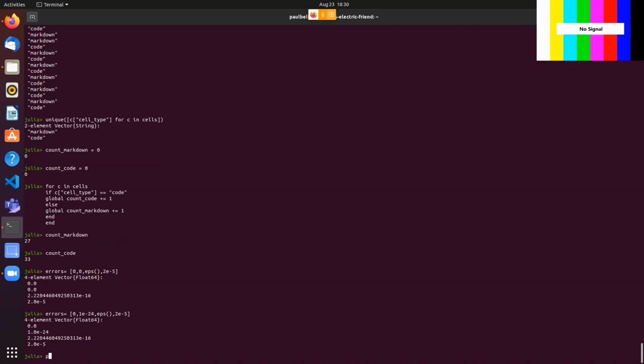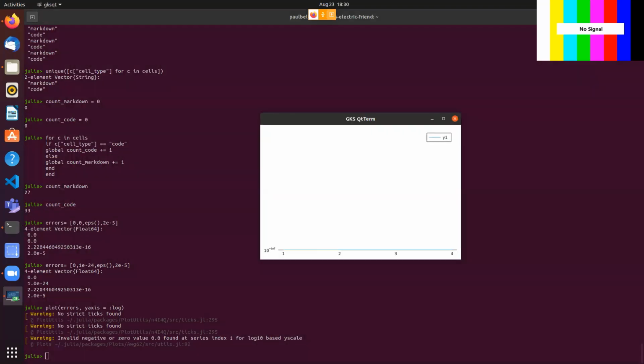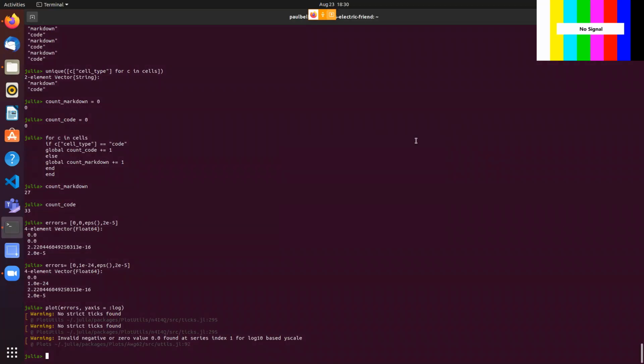If I go to plot this with y-axis equals log, it's going to take the logarithm of these. If you're taking the logarithm of a really small number, especially 0, it's going to do some crazy stuff like that. That's the back end complaining, strict ticks not found, because it's having floating point problems itself when it's taking the log, doesn't know what to do.